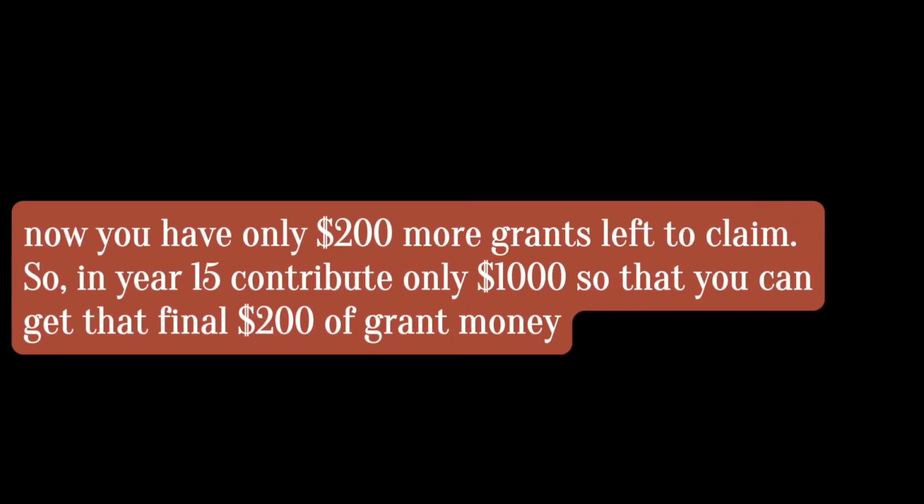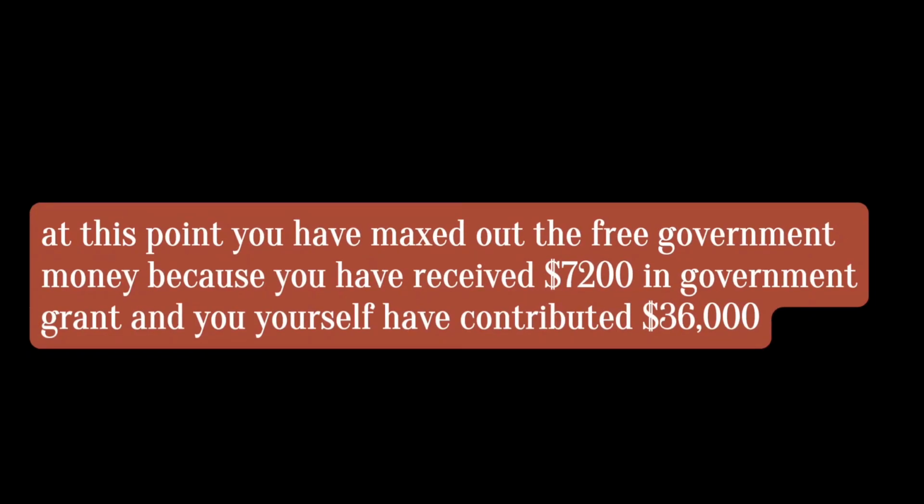Now you have only $200 more of grant left to claim. So in year 15, contribute only $1,000 so that you can get that final $200 of grant money. At this point, you have maxed out the free government money because you have received $7,200 in government grants and you yourself have contributed $36,000.